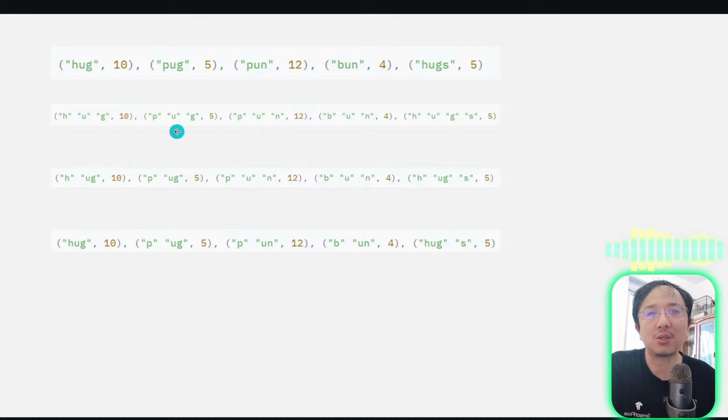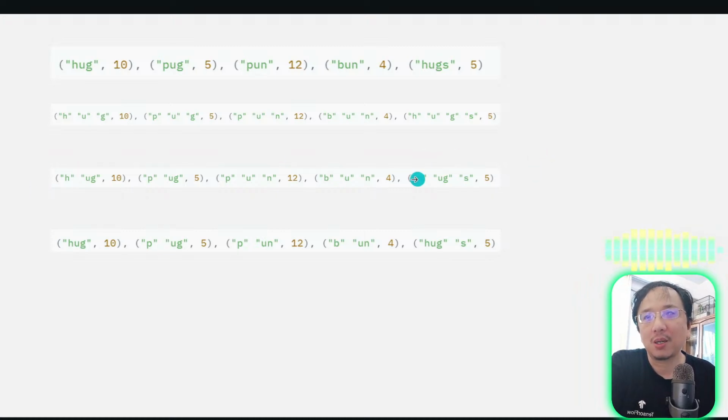With the new dictionary, we do the splitting again. Because UG is now in the dictionary, we match with the longest possible matches. There are different ways to split the word. You can still split it like H U G, but because we have UG here, it becomes H and UG, P and UG, P and UN, P UN, and H UG S.